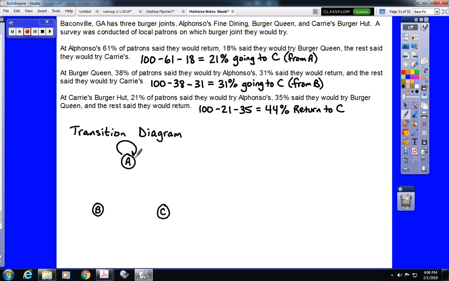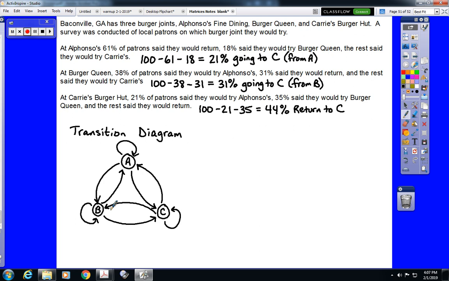A could return to A, could go to B, or A could go to C. B could go to B, could go to A, or B could go to C. C could go to C, could go to A, or C could go to B. This is our basic blank 3-state transition diagram. It shows every possible movement. Now what we need to do is we need to label this graph with the information from the survey.